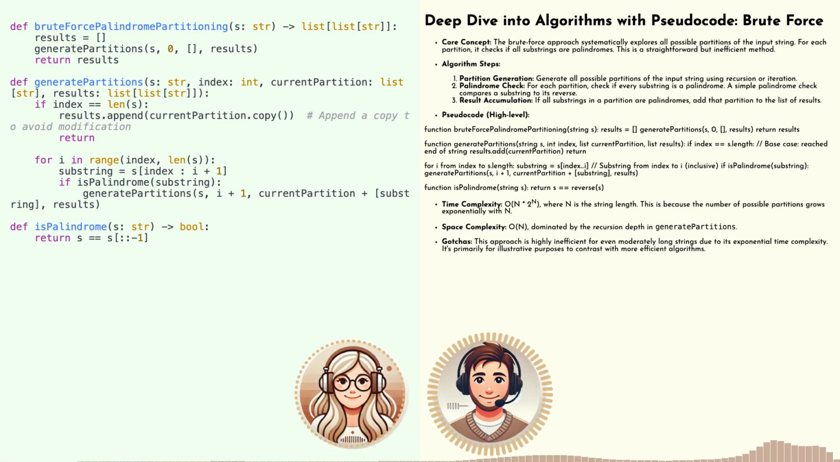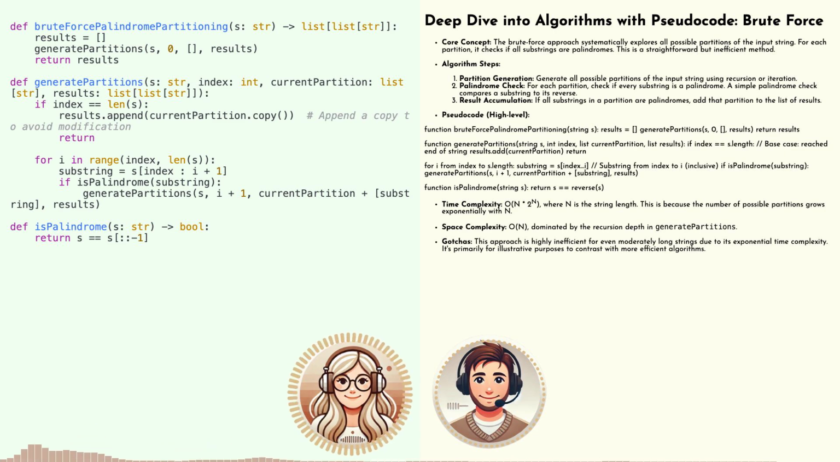So it's like we're saying, okay, we found one, let's add it to our current solution and focus on partitioning the rest of the string. Exactly. What happens if the substring we're checking is not a palindrome? Then we just move on to the next character and try extending the palindrome from there. Gotcha. So this whole process of trying those different starting points and extending those palindromes continues until we've explored all those possible partitions.